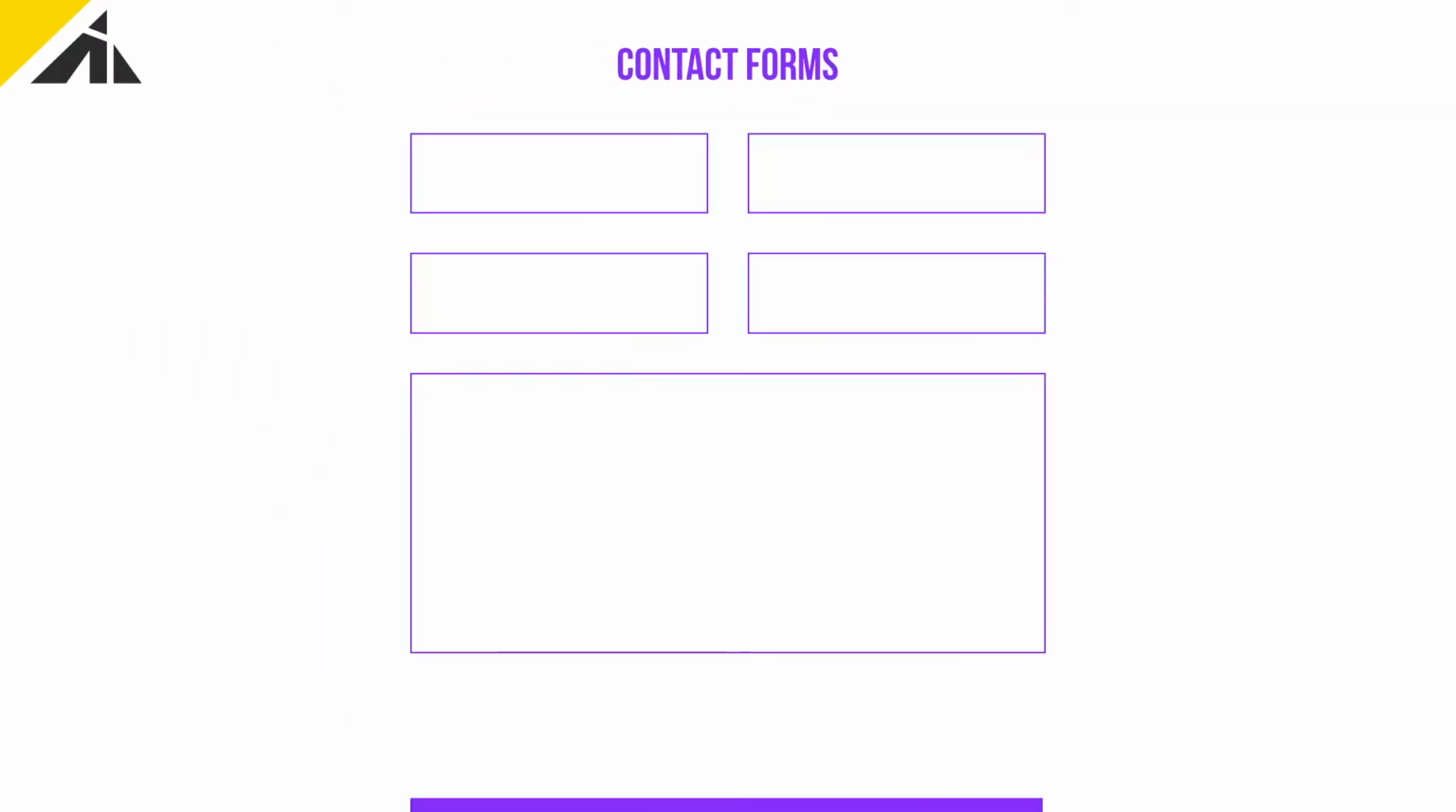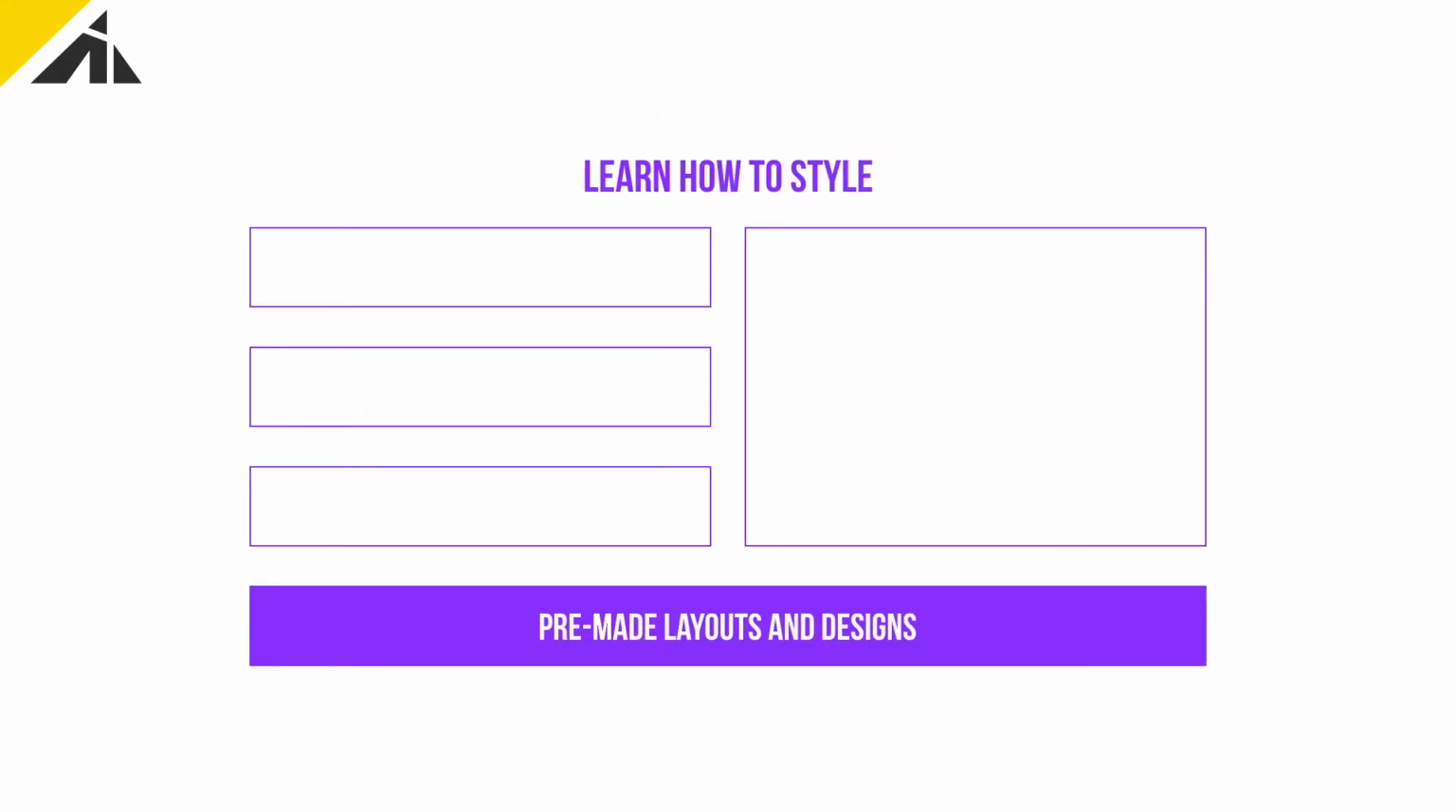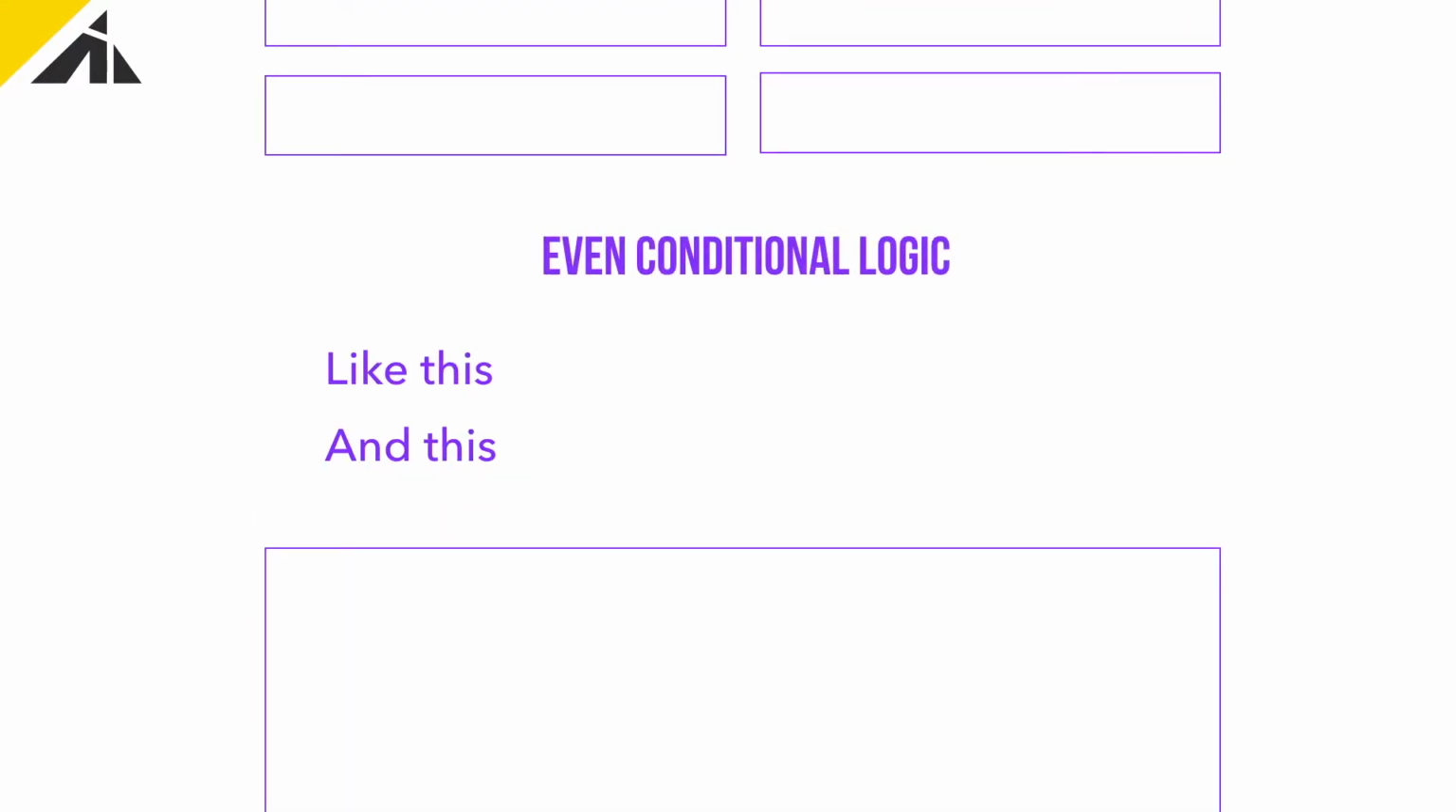With a little bit of copy, paste, and text changes, you can have a great looking contact form. Learn how to style everything in a contact form using pre-made layouts and designs. Learn how to make your own conditional logic. Like this can open this section, and this can open this part.